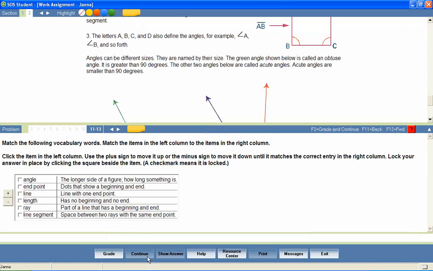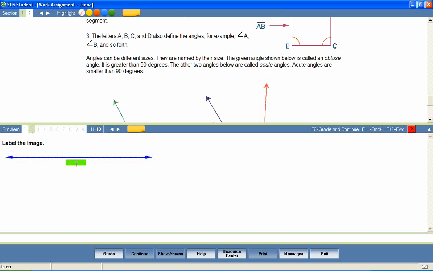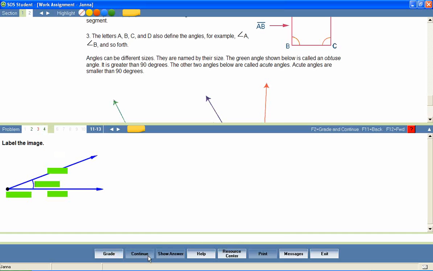At the end of the lesson, the student is presented with a series of questions that provide a review of lesson content. Questions are presented in a variety of formats, including matching, fill in the blank, click and place, essay questions, and many more. 85 to 90% of student work is graded instantly by the program.